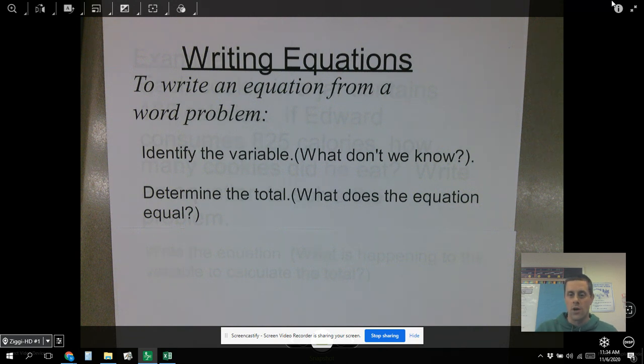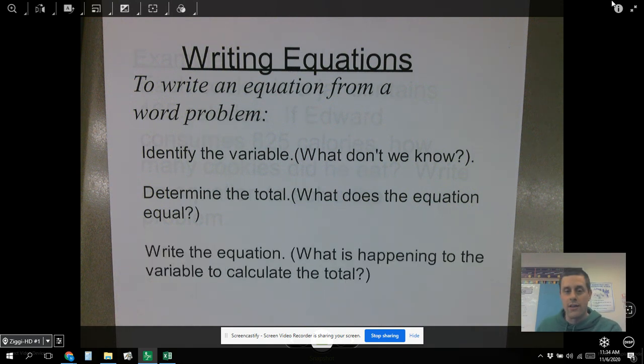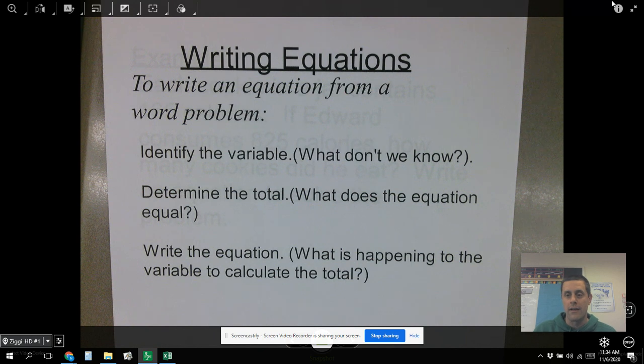Once we've identified the variable, determine the outcome of the scenario. What is the result? What are we going to set the equation equal to? What is being compared in the scenario? Once you have the outcome and you've set your equation equal to that value, the final step then is to write the rest of the equation. And to do that, we need to ask ourselves, what is happening? What calculation is occurring with the variable in order to calculate that outcome or that total we set the equation equal to? So let's put these three steps into practice.